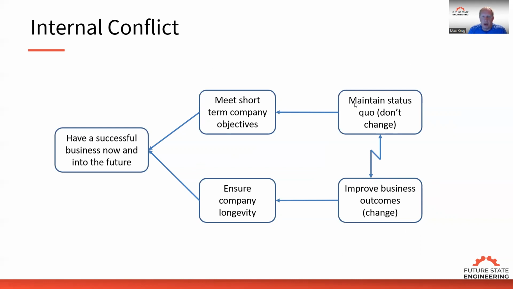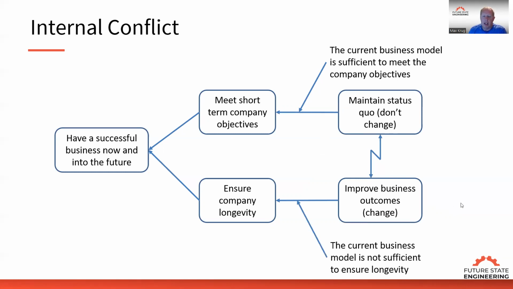Now what we want to do is raise the assumptions why people believe maintaining status quo is going to meet their company objectives and why improving business outcomes is going to ensure longevity. So the assumption behind why maintaining status quo is going to meet the company objectives is that the current business model is sufficient to meet the company objectives. And on the other side, in order to ensure company longevity, we must improve business outcomes because the current business model is not sufficient to ensure longevity. So they had this conflict, and you might see something similar in your organization.